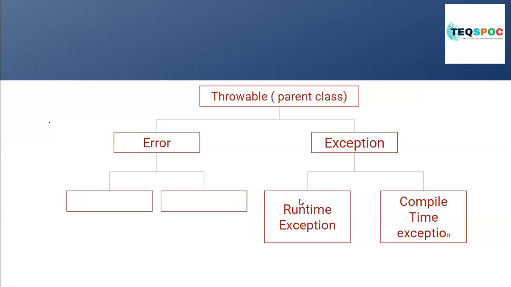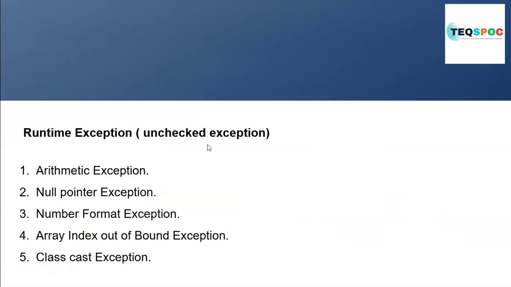Now, exceptions are basically of two types: runtime exception and compile time exception. Runtime exception is further divided into more types. One more name for runtime exception is unchecked exception. So do not be confused if somebody asks you to tell the types of unchecked exception. Both are the same.